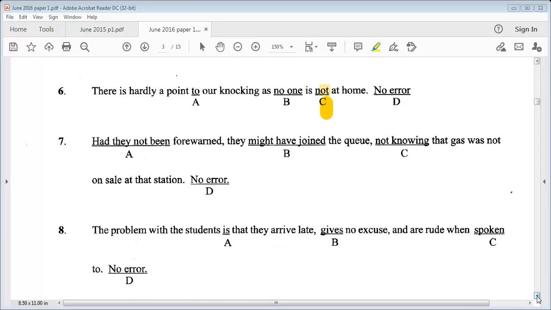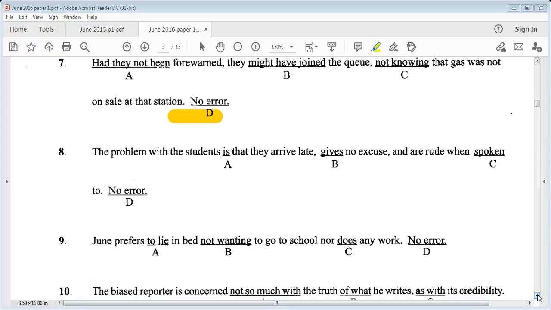Let's go on to 7. Had they not been forewarned, they might have joined the queue, not knowing that gas was not on sale at that station. So is there anything wrong with the sentence? No. So we didn't find an error. So our answer option would be D. D would be our answer option for this one.